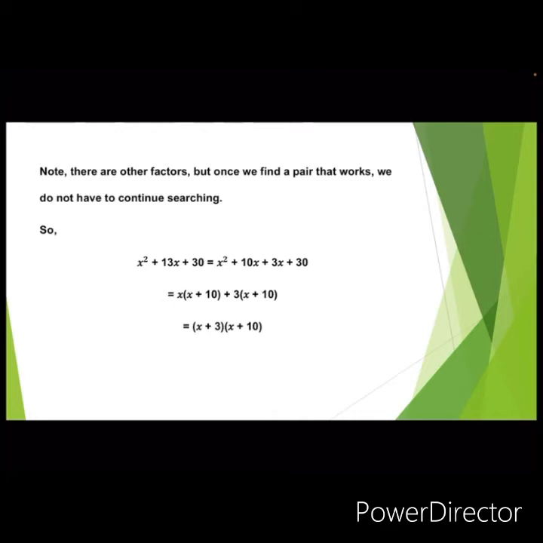So x squared plus 13x plus 30 is equal to x squared plus 10x plus 3x plus 30, or x times x plus 10, plus 3 times x plus 10, which is equal to x plus 3 times x plus 10. FOIL method.